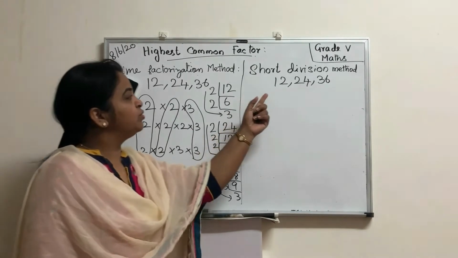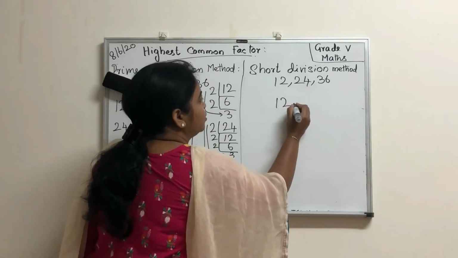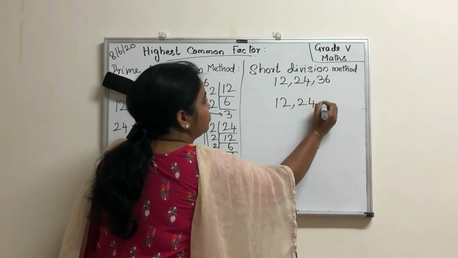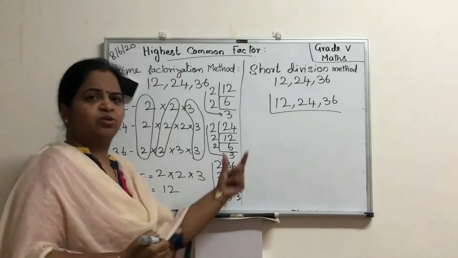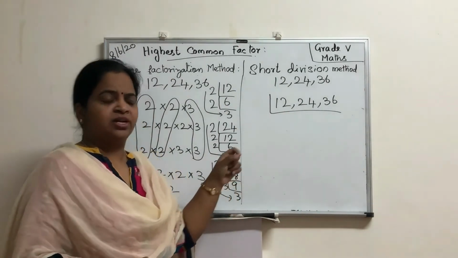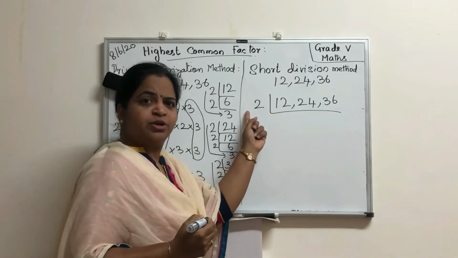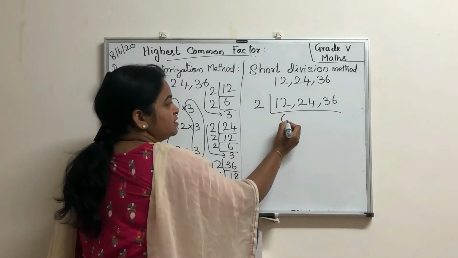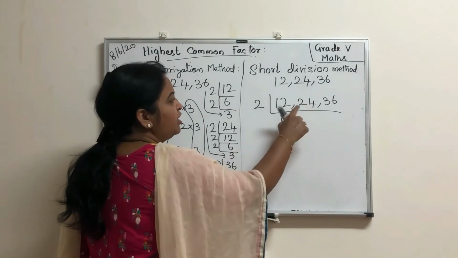Already you know this method, right? Now we are going to do the short division method. How will you do it? 12, 24, 36. Here also we are going to divide with prime numbers only. How will you do? 2. 12 divided by 2 is 6, 6 twos are 12, right? 24 divided by 2, how will you write?